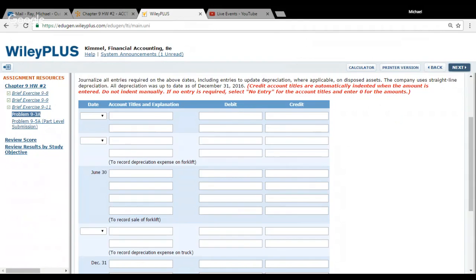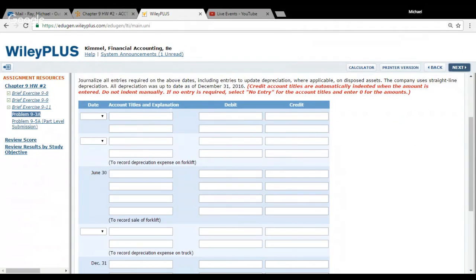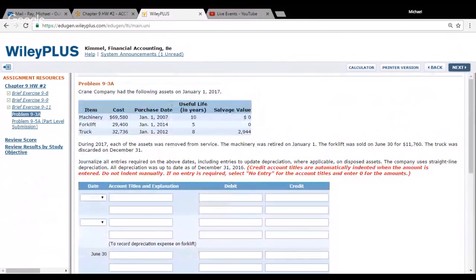We'll be going over Chapter 9, Problem 3A. This problem lays out that Crane Company had the following assets on January 1st, 2017, and you can see the table right there. During 2017, each of the assets was removed from service. The machinery was retired on January 1st, the forklift was sold on January 30th, and the truck was discarded on December 31st.